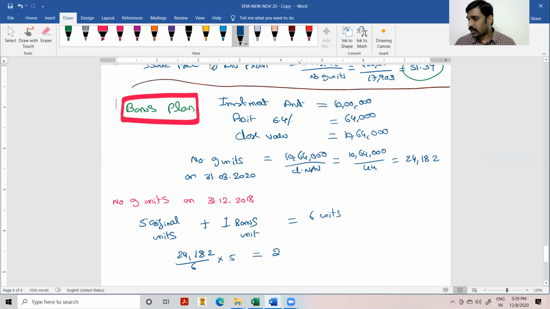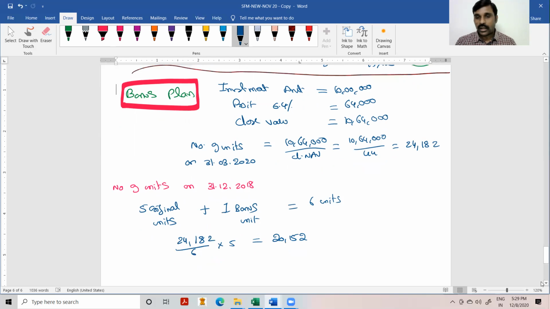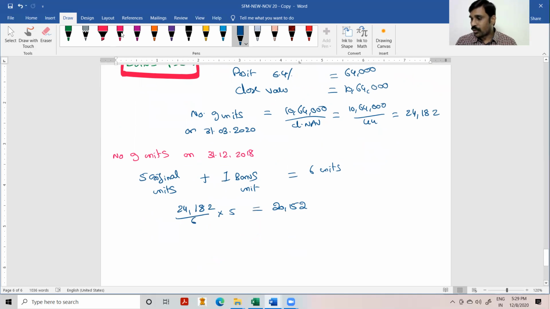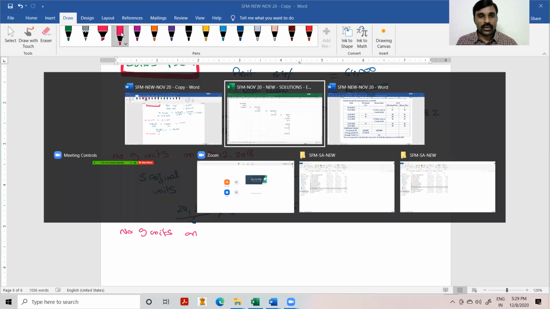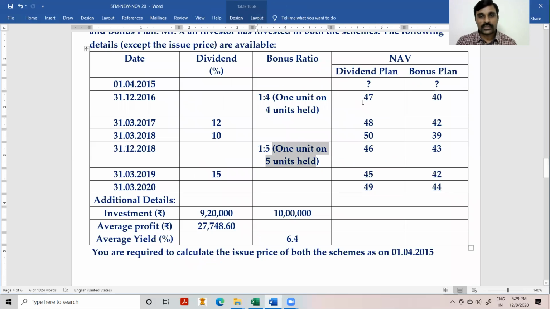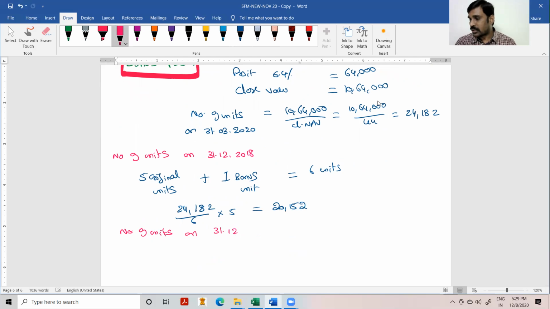It will be 20,152. That is the number of units as on 31st March 2018. Now take the first bonus issue, on 31st December 2016. What are the original units? 4 original units plus 1 bonus unit is equal to 5 units.